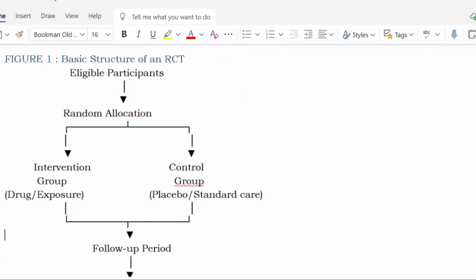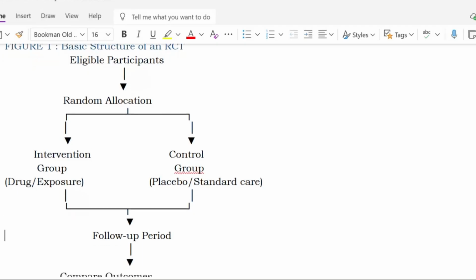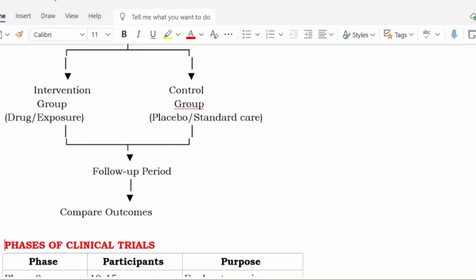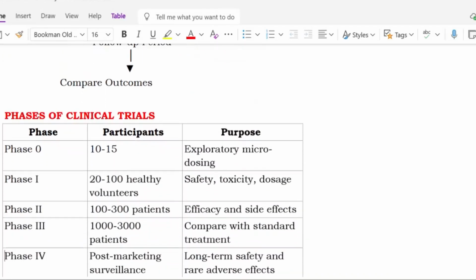So what is the basic structure of RCT? We have some eligible participants, then there will be random allocation by the researcher, and they will be allocated to either the intervention group, that is either a drug or exposure to a certain intervention, or to the control group where the placebo or the standard care will be given. Remember, it is the standard care. They cannot be left without treatment. So you need to give standard care, and they will be followed up for the follow-up period, and we will compare the outcome.